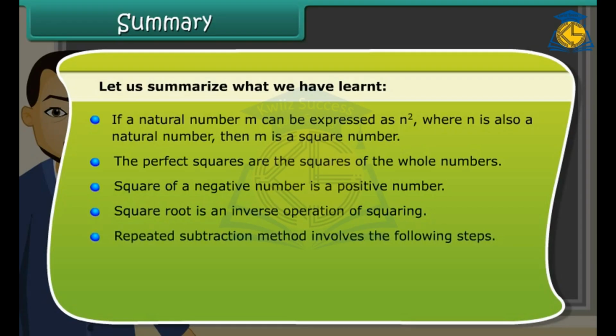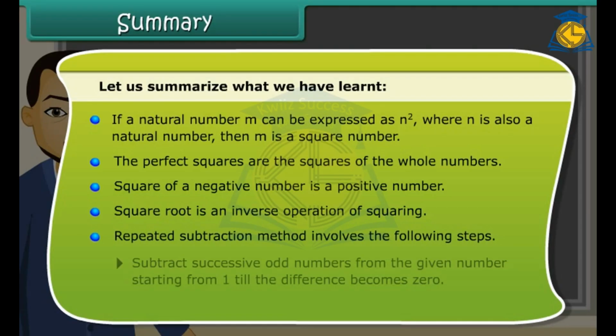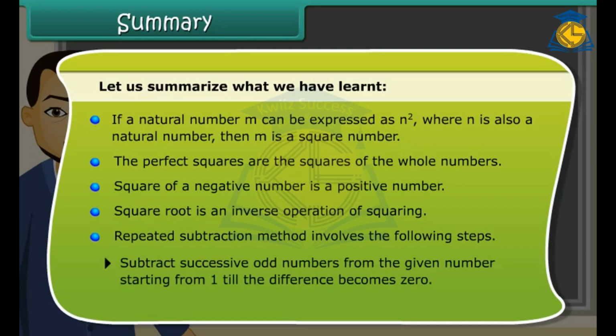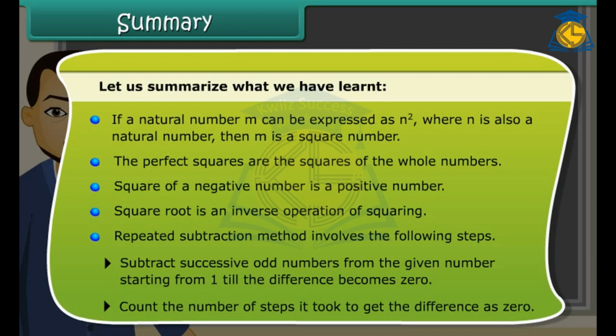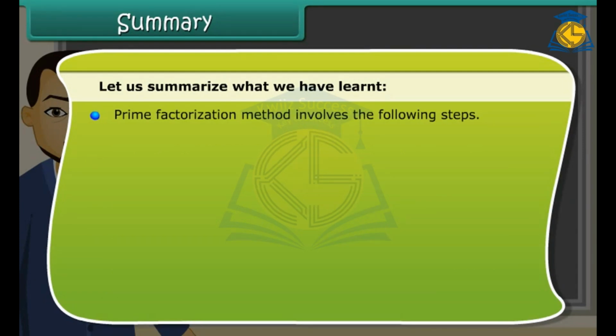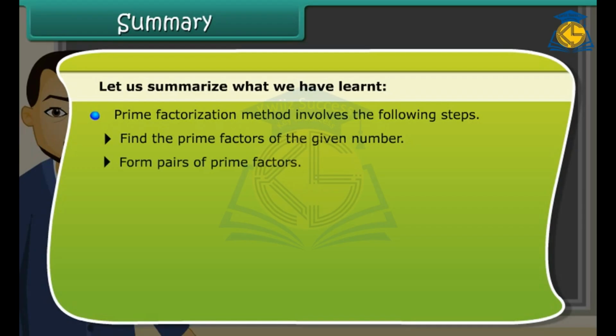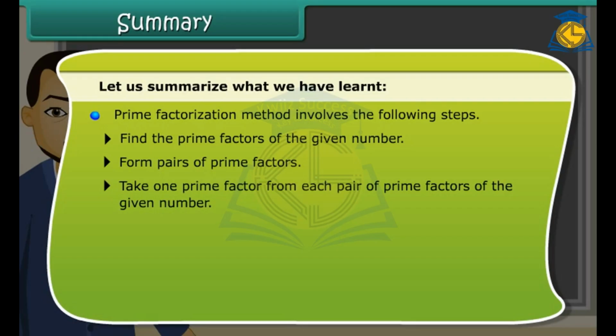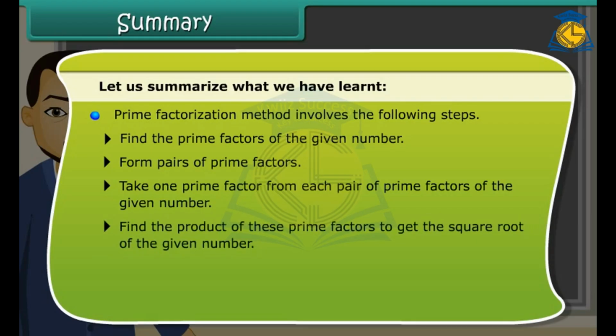Repeated subtraction method involves the following steps. Subtract successive odd numbers from the given number starting from 1 till the difference becomes 0. Count the number of steps it took to get the difference as 0. Prime factorization method involves the following steps. Find the prime factors of the given number. Form pairs of prime factors. Take one prime factor from each pair of prime factors of the given number. Find the product of these prime factors to get the square root of the given number. Long division method involves the following steps.